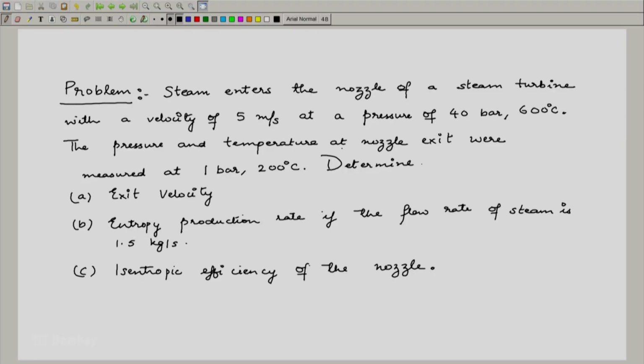Welcome back. So, we take up another problem in open systems. Let me read out the problem. Steam enters the nozzle of a steam turbine with a velocity of 5 meters per second at a pressure of 40 bar and the temperature is 600 degrees centigrade. The pressure and temperature at the nozzle exit were measured at 1 bar, 200 degrees centigrade. So, you have to determine the exit velocity, the entropy production rate if the flow rate of steam is 1.5 kilograms per second, and the isentropic efficiency of the nozzle.